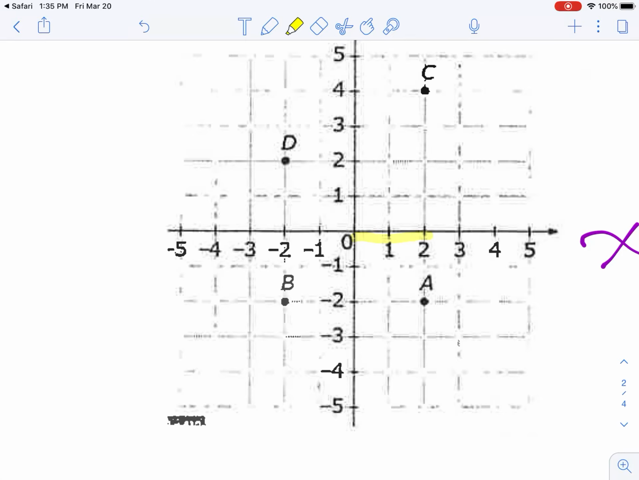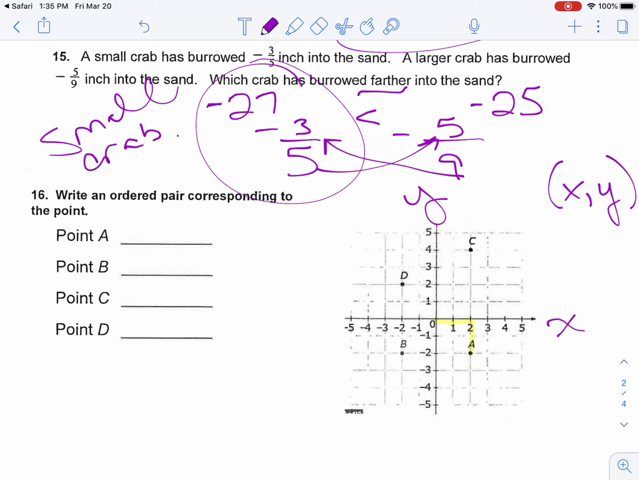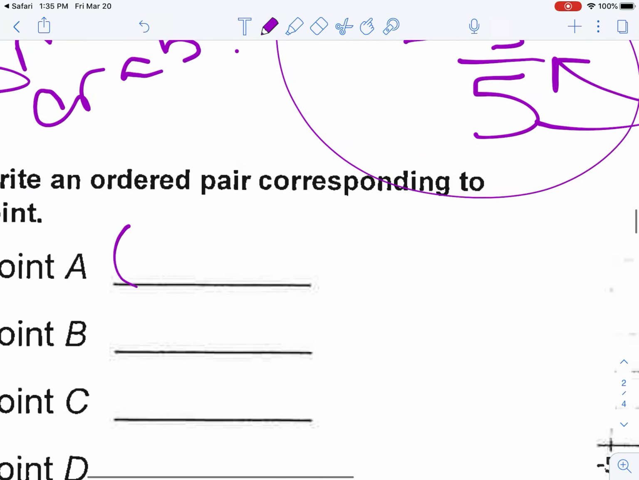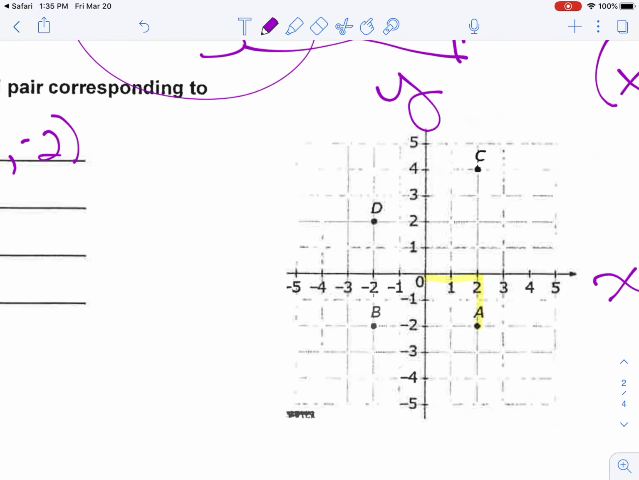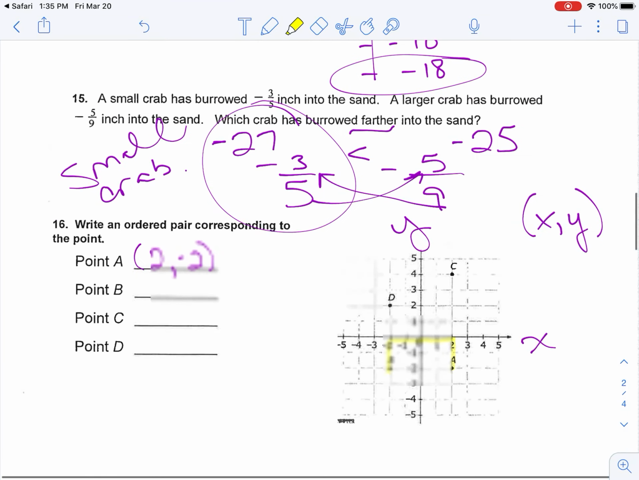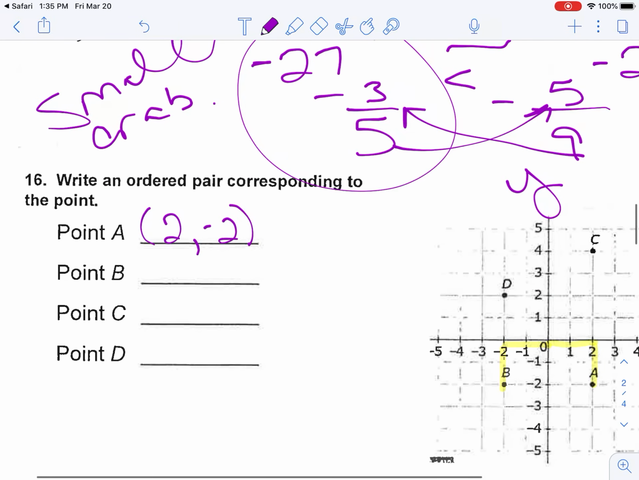Point A. I'm going to use a highlighter just so you can kind of see what I'm thinking. 2 to the right is a positive 2. 2 down is a negative 2. So our ordered pair is 2, negative 2. Point B. We're going to go 2 to the left, which is a negative 2, and 2 down, which is a negative 2. So our ordered pair is negative 2, negative 2.